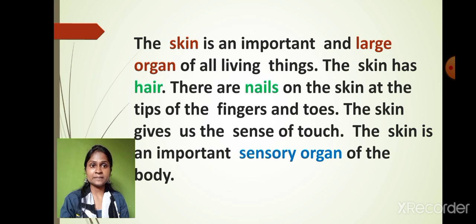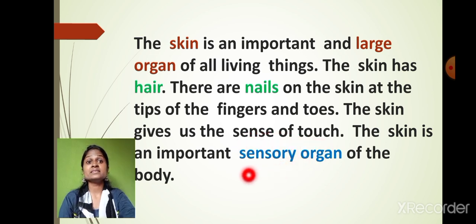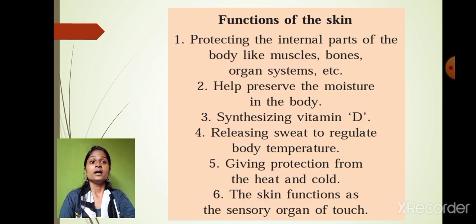Hair is present on our skin, and even on our fingertips the nails are present. So on the fingertips of the hand and the toes the nails are present. So the skin gives us the sense of touch. Who gives us the sense of touch? The skin. And that's why the skin is the important sensory organ of the body. Who is the sensory organ of the body? Skin. Okay, the skin is the important sensory organ of the body, and on the skin hair and nails are also present. Understood?